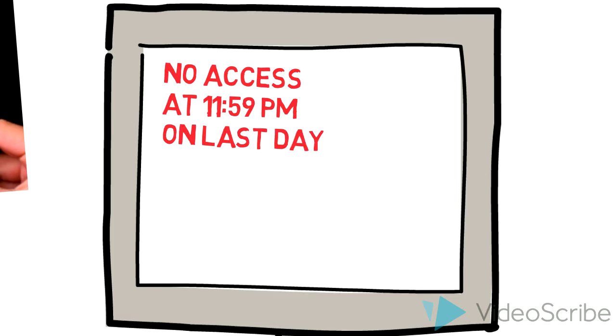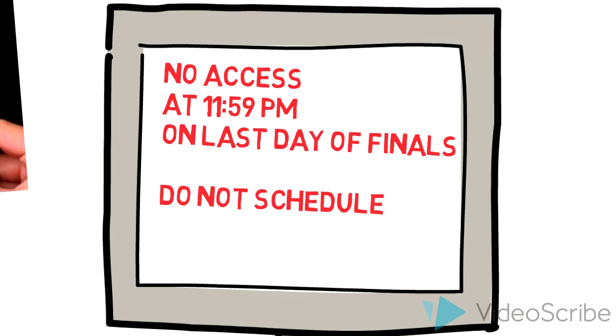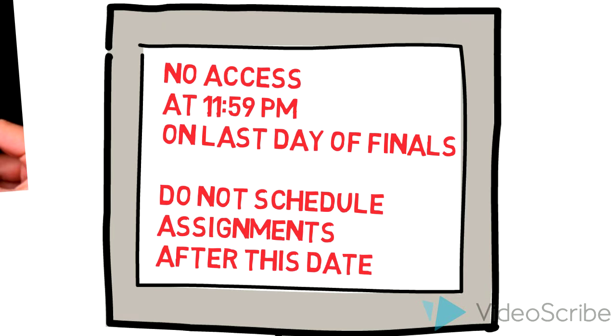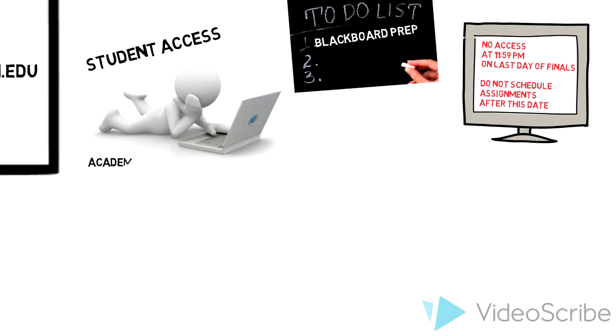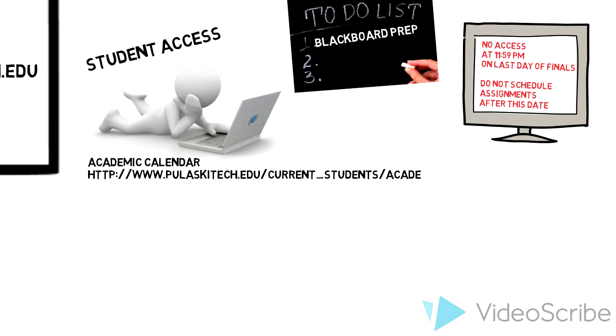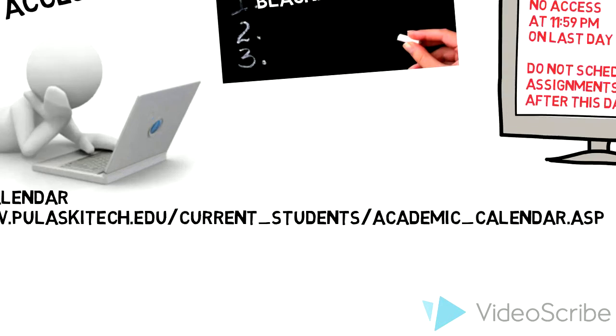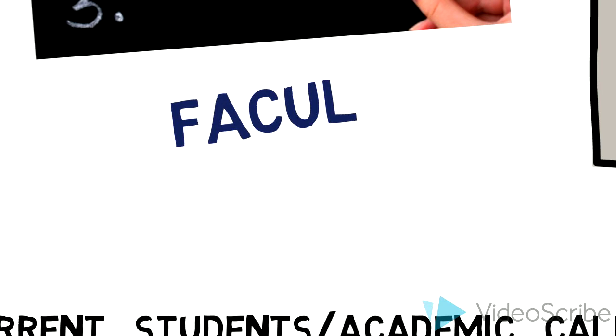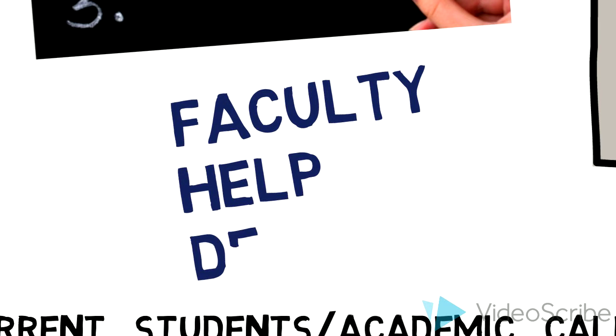Make sure that you don't have any due dates set beyond that time because students will not have access to submit their assignments. To find out what the date is for each given semester, check out the academic calendar posted on the UA PTC website. You can find a link for faculty in the Faculty Help Desk for efficient access.